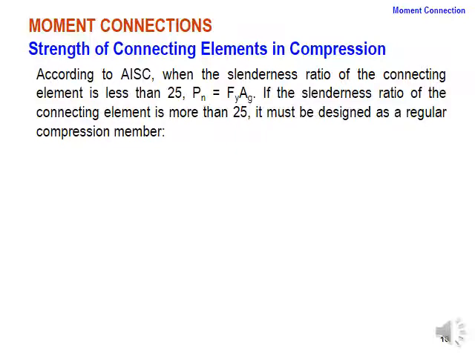Then comes the strength of the connecting elements in compression. If compression needs to be transferred, then according to AISC specifications, when the slenderness ratio of the connecting elements, meaning the beam and the column, is less than 25, you can use Pn = FyAg to get the compression capacity. But if the slenderness ratio of the connecting element is more than 25, you have to design it as a regular compression member. That design you have done earlier.